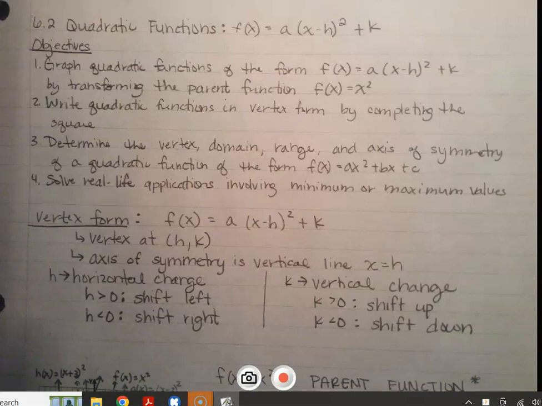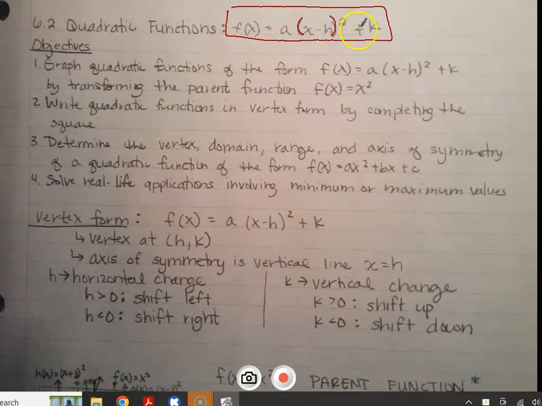All right, for Algebra 2 today, we are doing 6.2 quadratic functions. Today our function form is different. We have f of x equals a times the quantity x minus h squared plus k. This is called vertex form, so it's a little different than what we've been talking about.